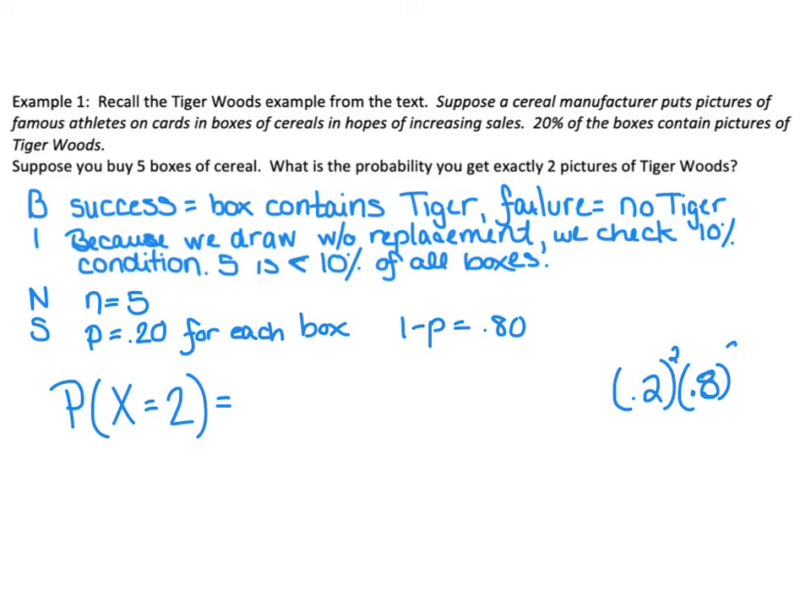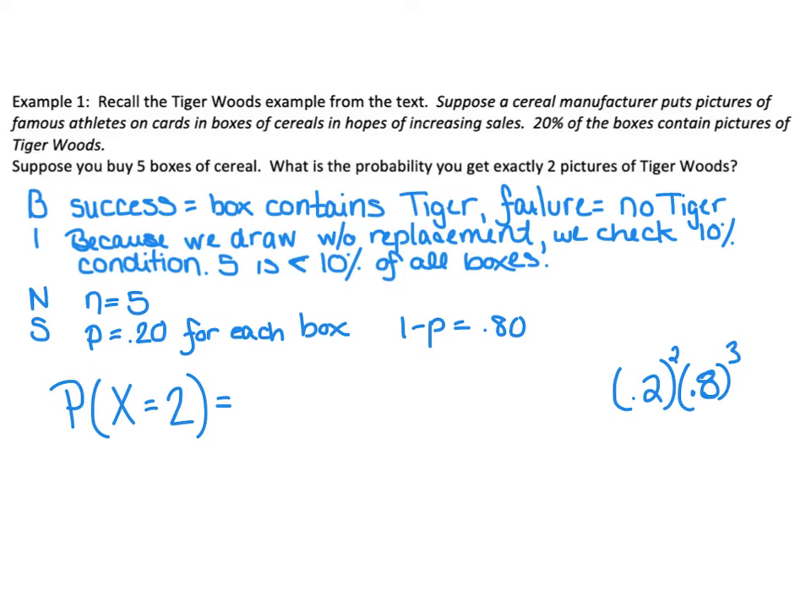Make that 0.8. 3 failures. And multiply that together. However, think about this. That only accounts for one possible arrangement. So maybe the first 2 boxes you pull are successes, but what if it's the first and the third? Or the first and the fourth, or the first and the fifth?